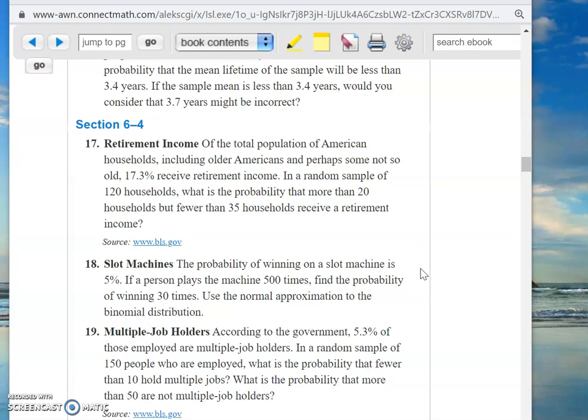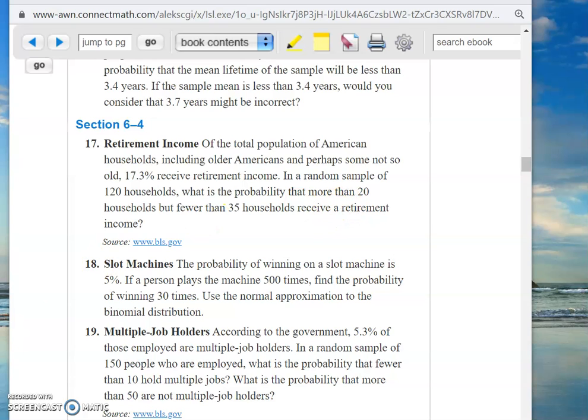I also want to point out that it's very important to see this language here. It's more than 20, fewer than 35. This is what we call strictly more than and strictly fewer than. Strictly means we do not include that number. So when we say more than 20, we're saying it's more than 20, not including 20. It's strictly more than 20. And the same remarks apply for the fewer than 35.